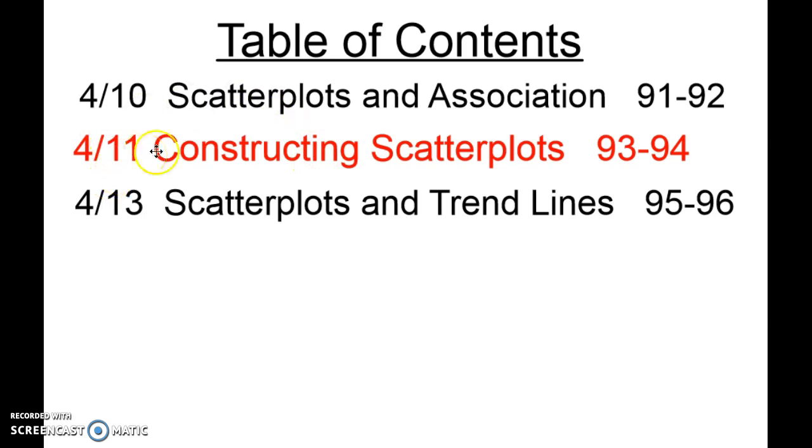So in your notebook, if you didn't fill this out yesterday, today's date is the 11th, and you're going to tape your information into your notebook pages 93 and 94.